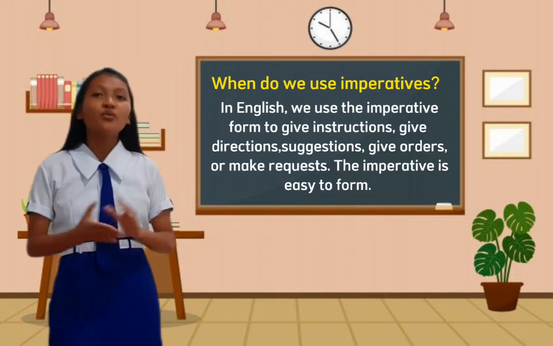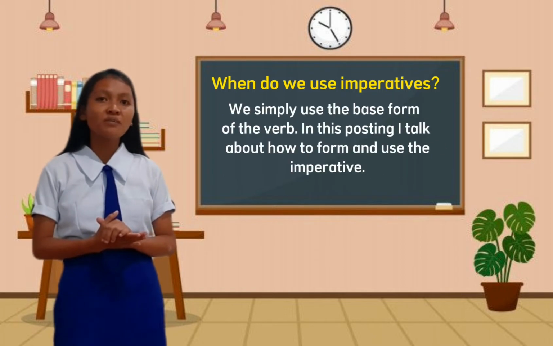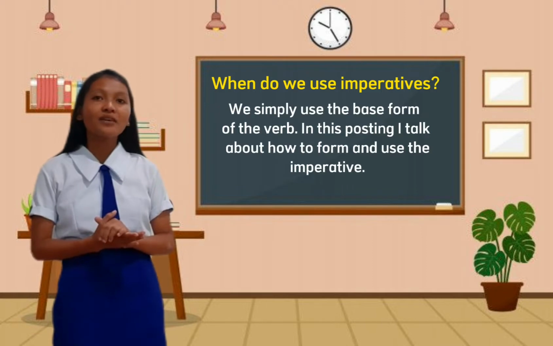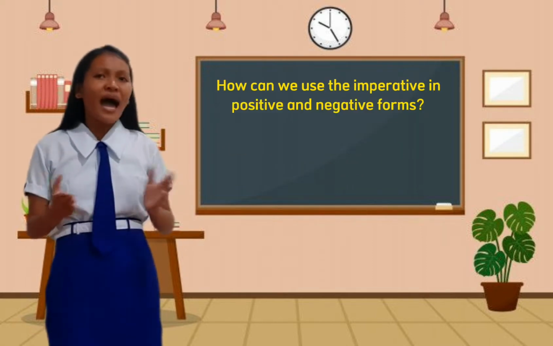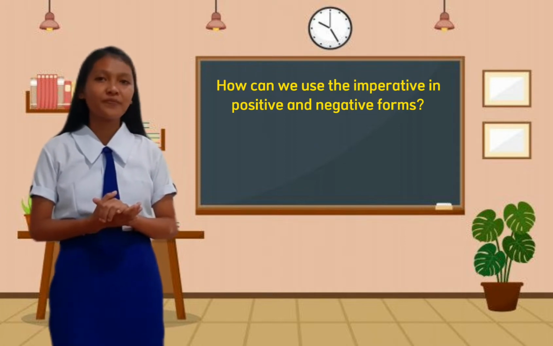In English, we use the imperative form to give instructions, give directions, suggestions, orders, or make requests. The imperative is easy to form. We simply use the base form of the verb. In this posting, I talk about how to form and use the imperative. Now, how can we use the imperative in positive and negative forms?